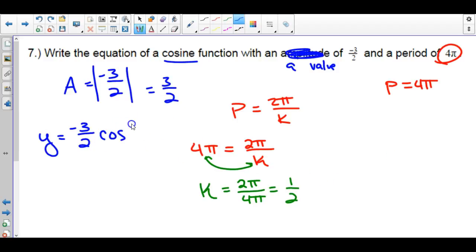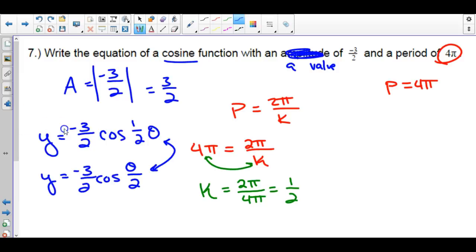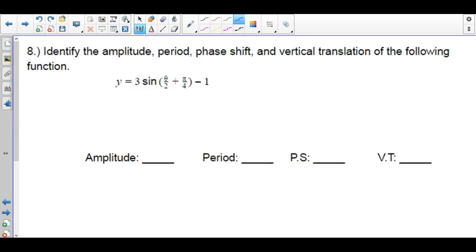So I can go back to my equation and write it as 1/2 theta. I could also have an equation that says y equals negative 3/2 cosine theta over 2. And these two things mean exactly the same thing. Okay, so really the only difficulty in this problem is figuring out what the k value is. And then again, the amplitude to be given is the first value, and I'm telling you that it's a cosine function.